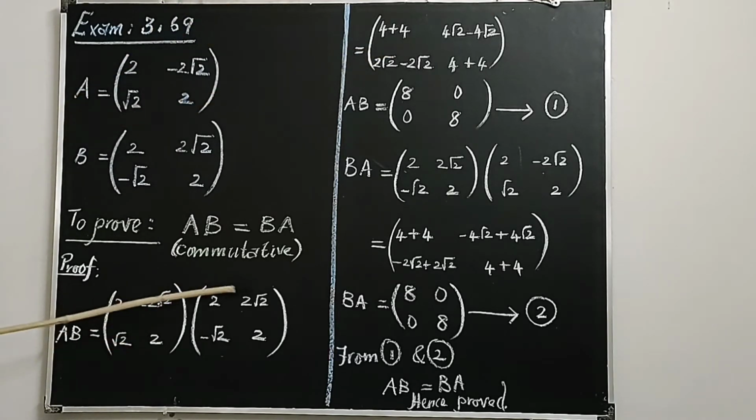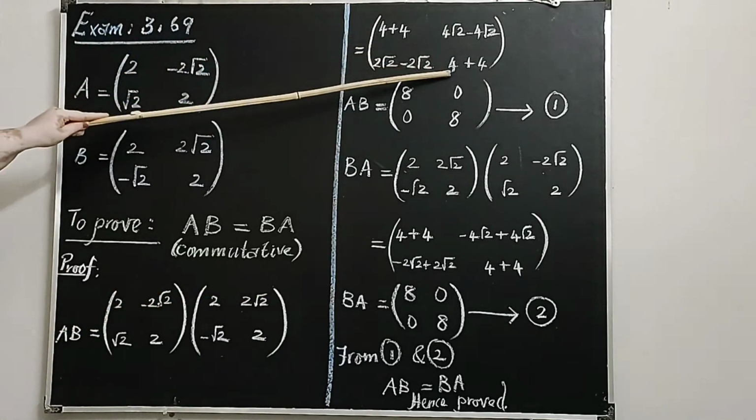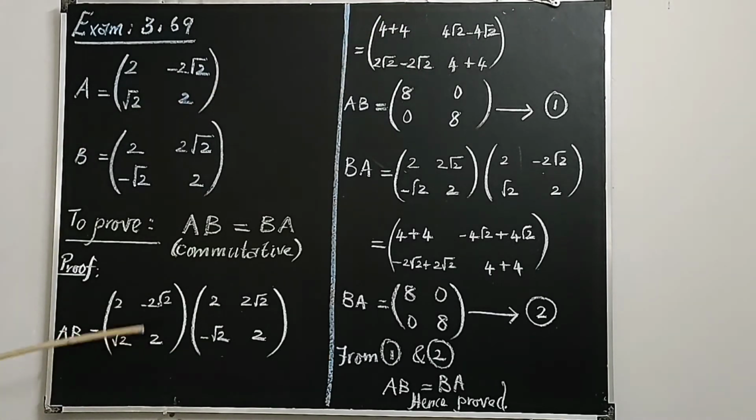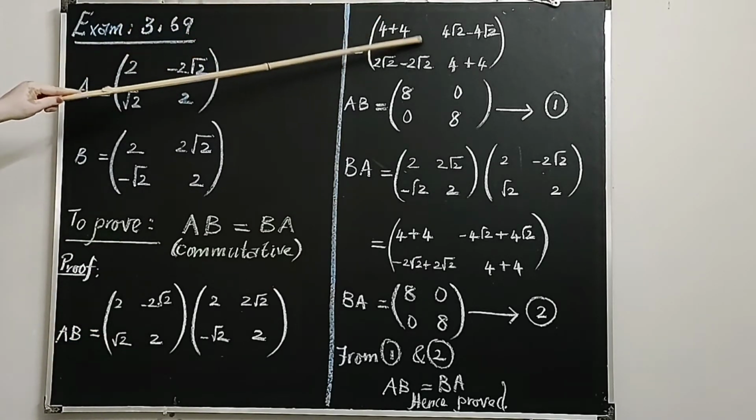Then the second row, second column. Root 2 multiplied by 2 root 2. That is root 2 into root 2 is 2. Then 2 2s are 4. Therefore it is 4. Then the second row, second column. So root 2 into root 2, that is equal to 4. Then again 2 into 2, that is also equal to 4. So we got the elements. AB is equal to 4 plus 4, 4 root 2 minus root 2.